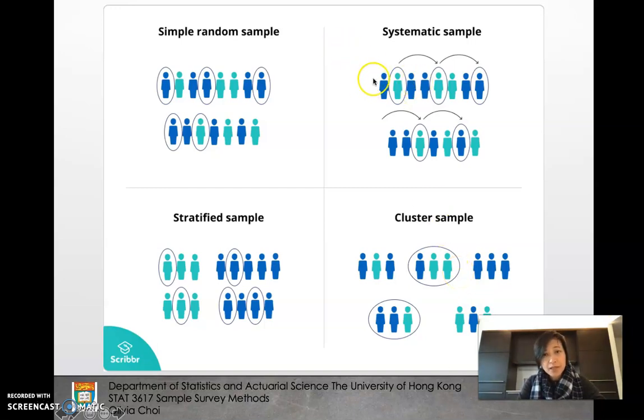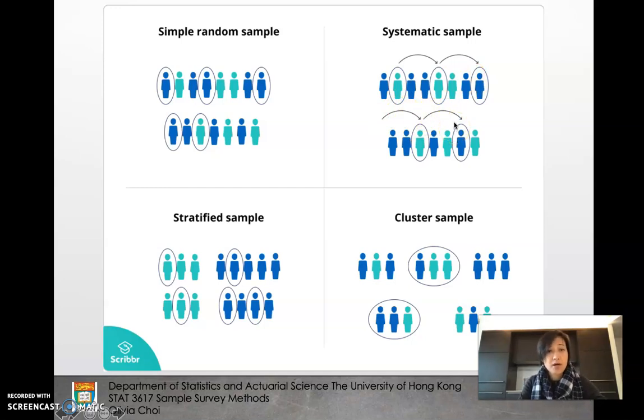Systematic sampling, that means we arrange all of the population in a sequence, and then we choose every 4th candidate. So let's say this is the first, so the first start would be the second one. So every 4th candidate would be chosen. So this is 1, 2, 3, 4th. 1, 2, 3, 4th. So we choose the sample in a systematic way.